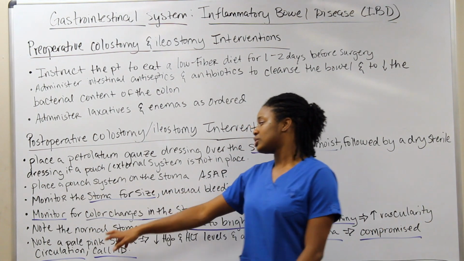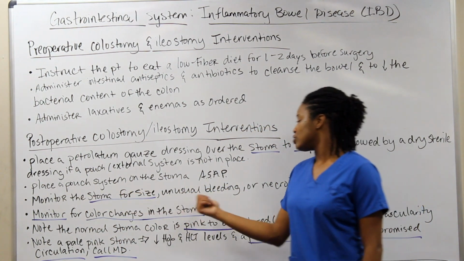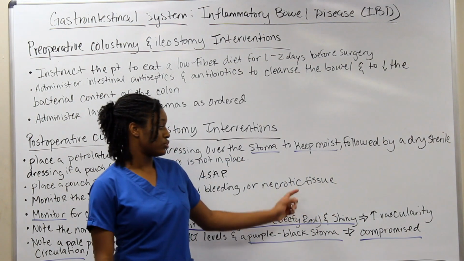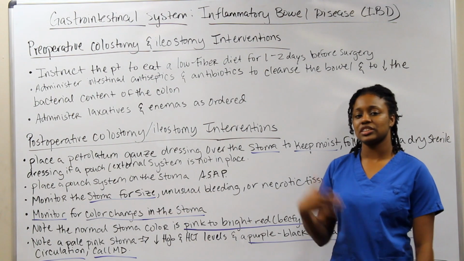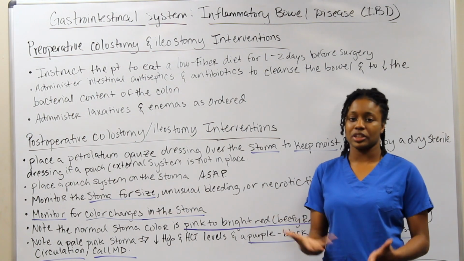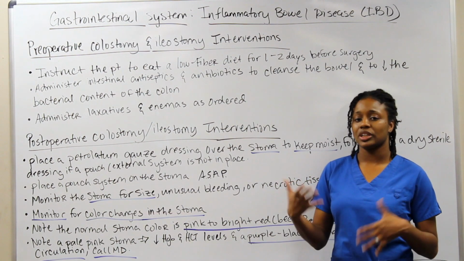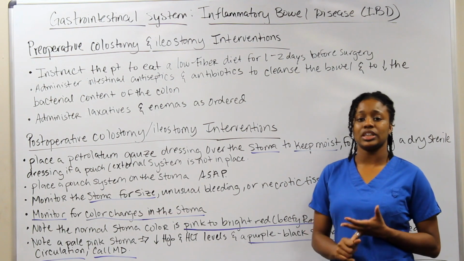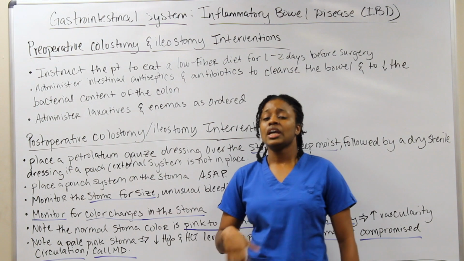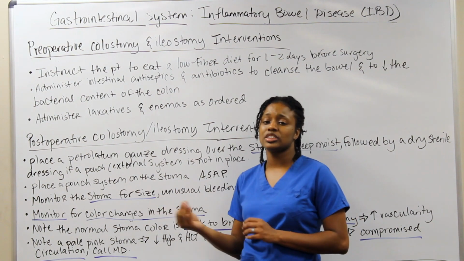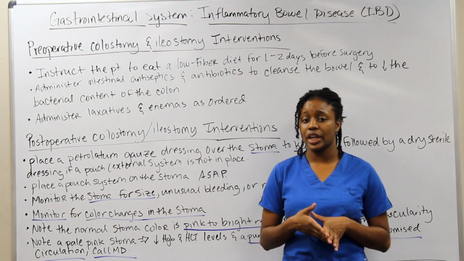You also want to monitor the stoma for size, unusual bleeding, and necrotic tissues, okay? So this is where it starts getting really, really important, because these are the questions that they like to ask about stoma care, all right? Providing that stoma care with a patient who has a colostomy or ileostomy. Now, I don't want you guys to get confused. An ileostomy is something similar to a colostomy. The only difference is where it's located, okay?